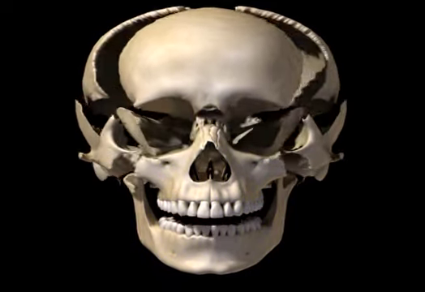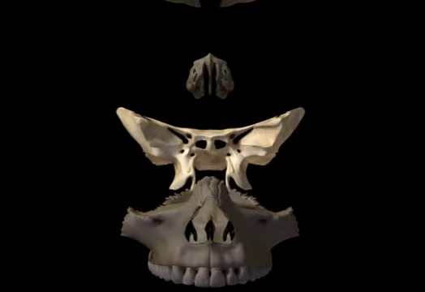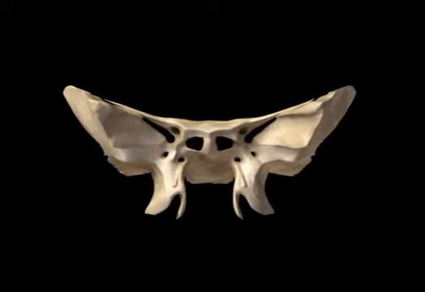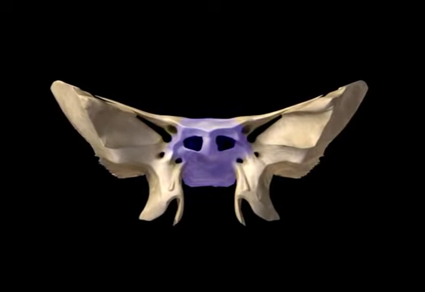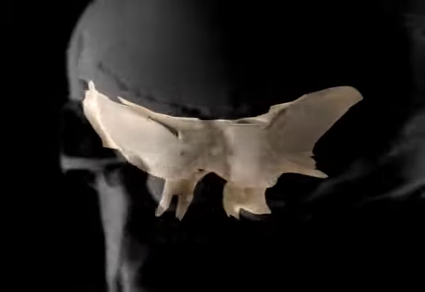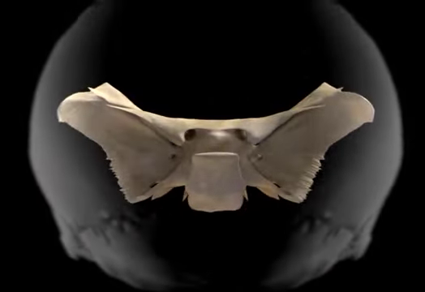Other bones become more visible only when looking inside the skull. The sphenoid bone makes up the anterior base of the cranium. It is a butterfly-shaped bone with a central body and 2 pair of laterally projecting wings. These wings form portions of the orbit. The body of the sphenoid features a depression known as the sella turcica, which houses the pituitary gland.